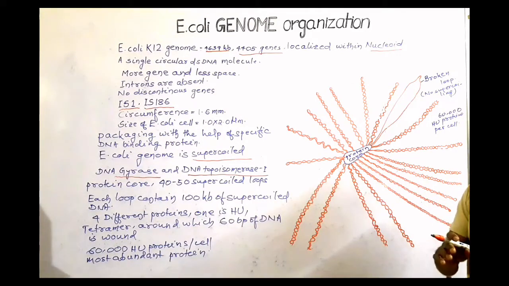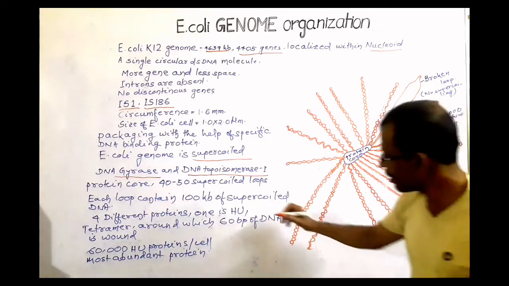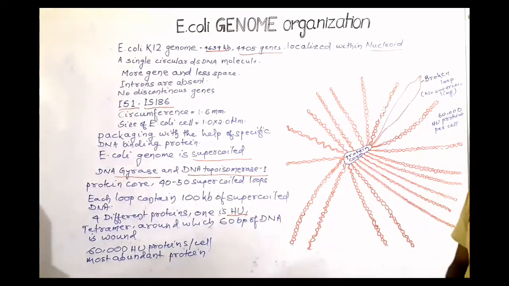Four different proteins are found to play a specific role in packaging of the E. coli genome. Out of these four different proteins, the most abundant protein that plays a specific role in packaging of the E. coli genome is HU protein. HU is the most abundant protein present in the nucleoid of E. coli. About 60,000 HU proteins are present per E. coli cell.